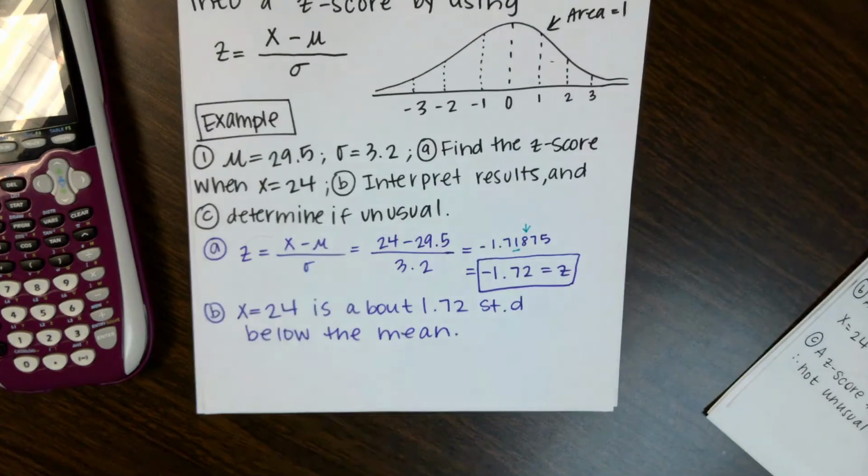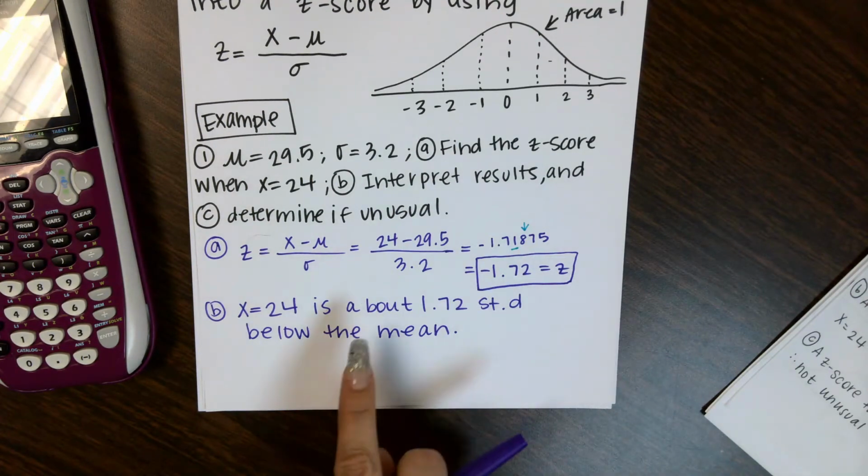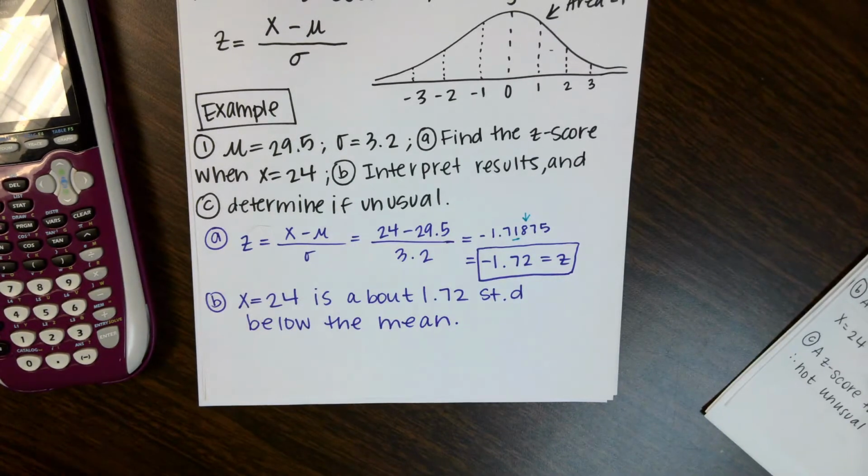I don't know why they didn't answer it negative. Our z-score being negative is what tells us it's below, but they answered it with just a positive. Maybe the absolute value, I don't know. We can look and see. We'll figure it out.